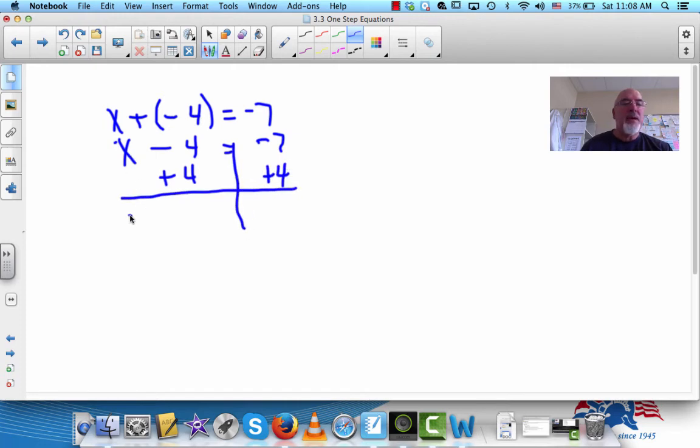And so this comes down, and we've got x. These cancel each other out, and you're left with x equals, we've got a -7 and a positive 4, so we want to subtract. That gives us 3. Keep the sign of the bigger number, so that gives us a -3. Did you get that?